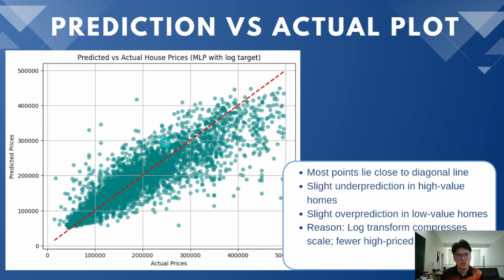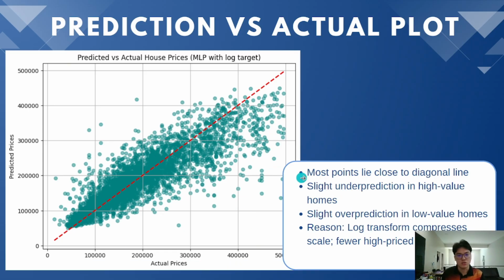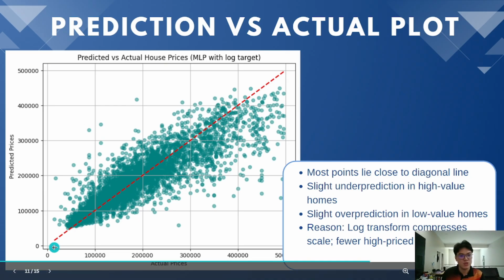However, there is a slight under-prediction, like here and here, which is not consistent. So we have slight under-prediction in high value homes and slight over-prediction in low value homes. What is the reason? Because we use the log transform, it compresses the scale, but apart from that, we get the diagonal much more consistent.